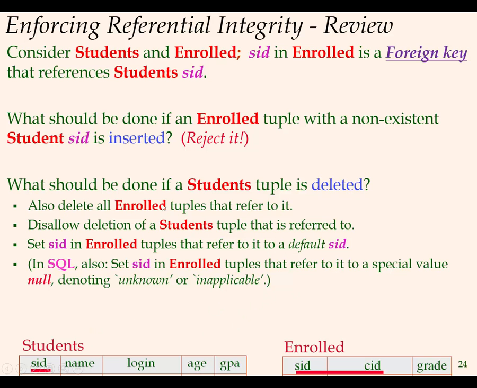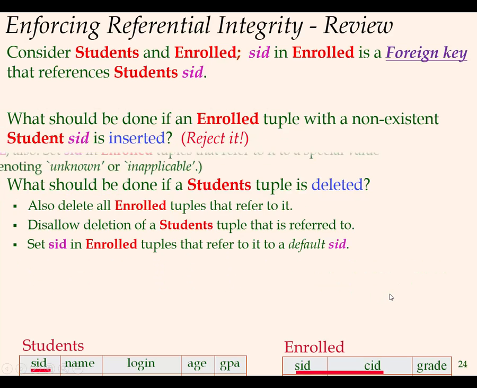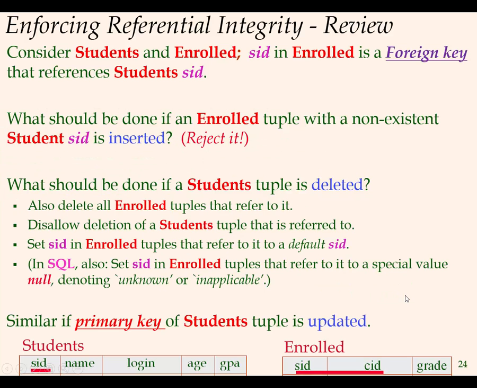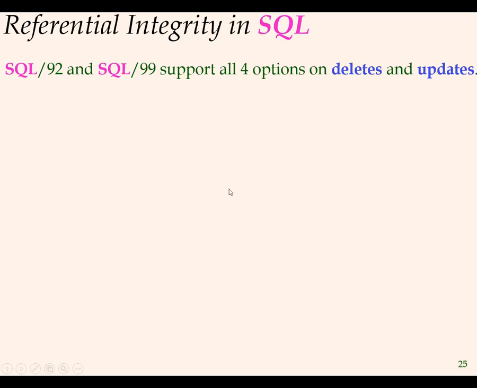What are you supposed to do? Either delete the enrolled, that's the cascade, disallow the delete of the parent until you manually delete all his children, then the parent, or maybe you are allowed to create a SID that is a default SID or a null. But again, I'll say the first and the second option are simpler.